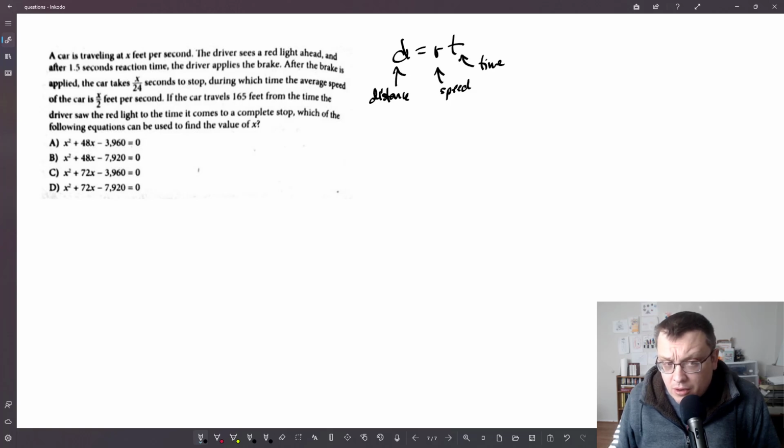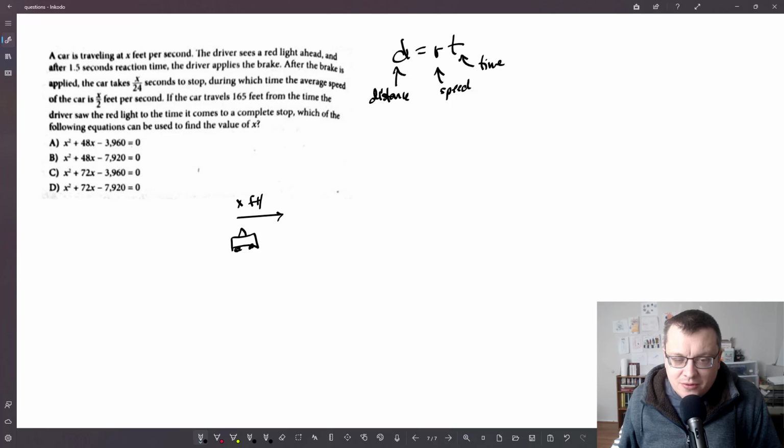Next, we want to read this text and organize this information in a way that will help us at least figure out what a good next step might be. On these kinds of distance, speed, and time problems, I like to draw a picture as a way to organize this. So we have a car traveling at x feet per second. So here's my car, and it's traveling at x feet per second.